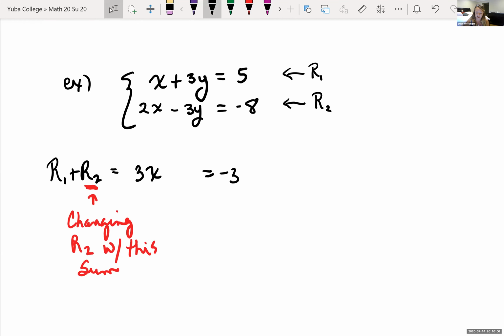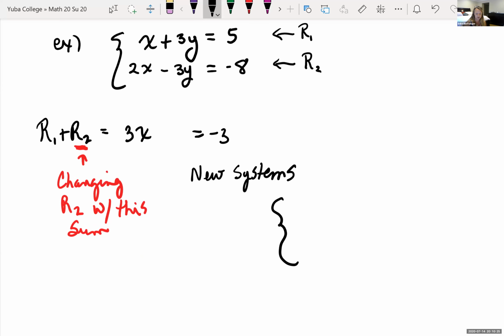So technically, we have a new system here, and I'm not going to always write this, but this is what you're doing. You're basically using these couple rules to rewrite equivalent systems that will have the same solution. I just used my first equation to manipulate my second equation, but my first equation remains the same. So I have x plus 3y equals 5. And now my new row 2, or equation 2, is 3x equals negative 3.